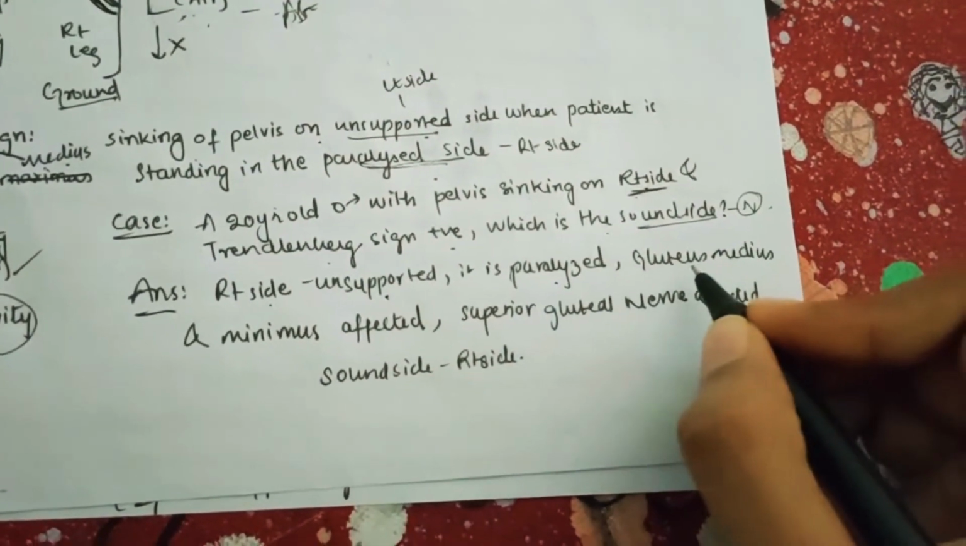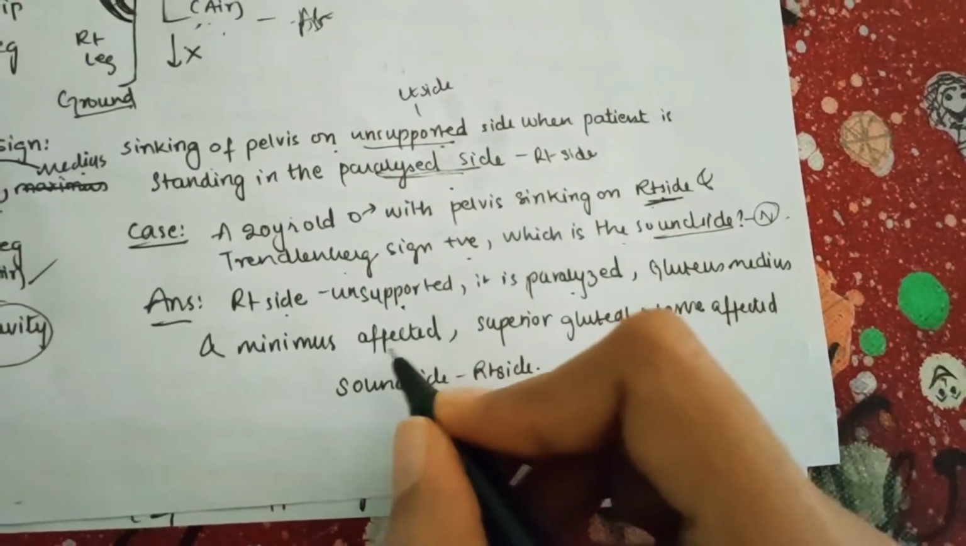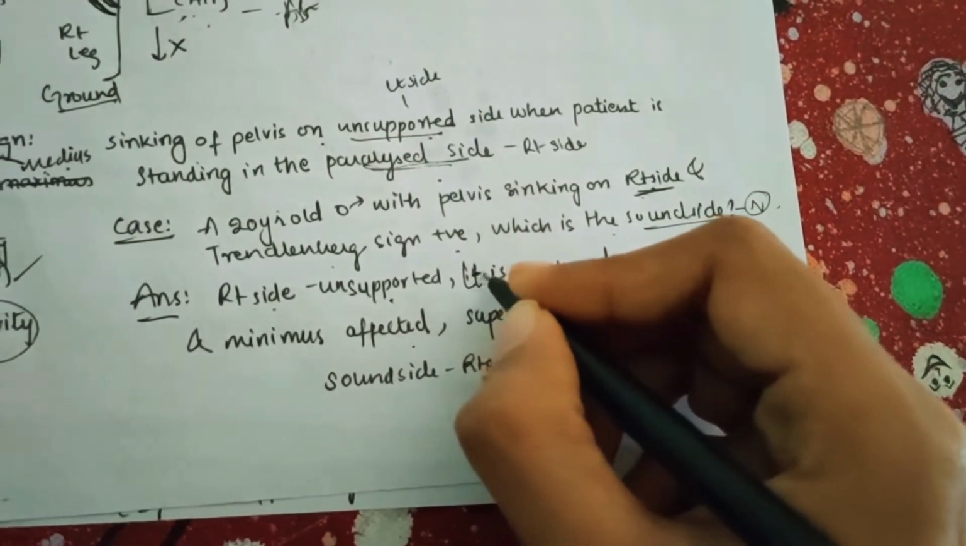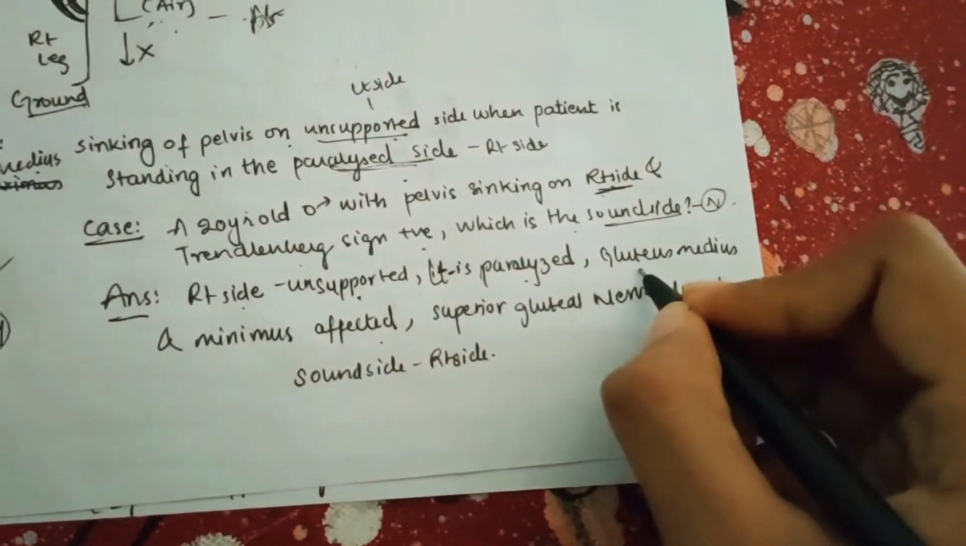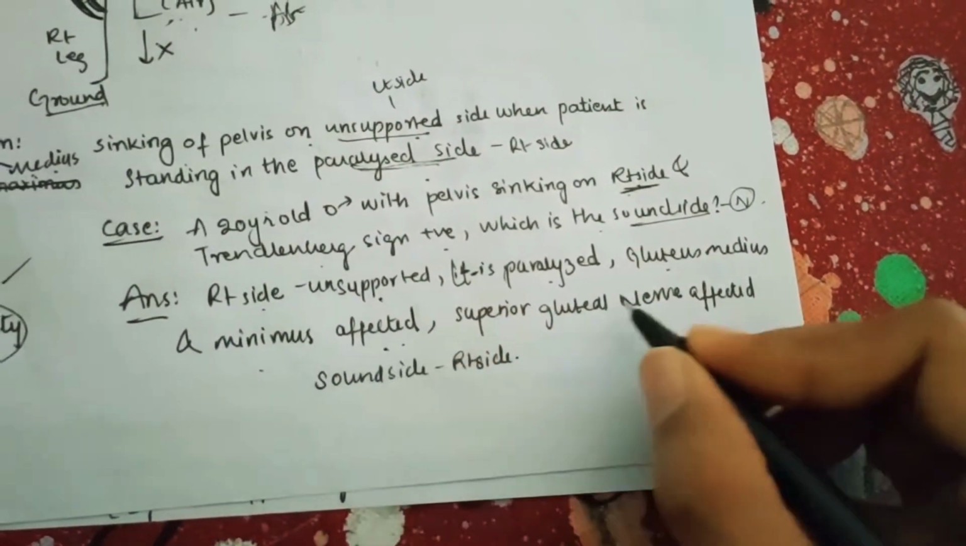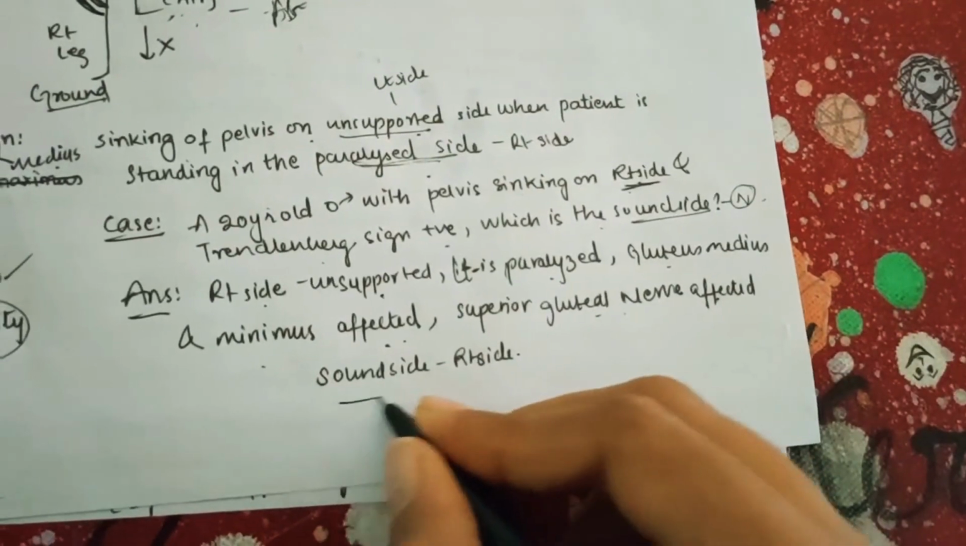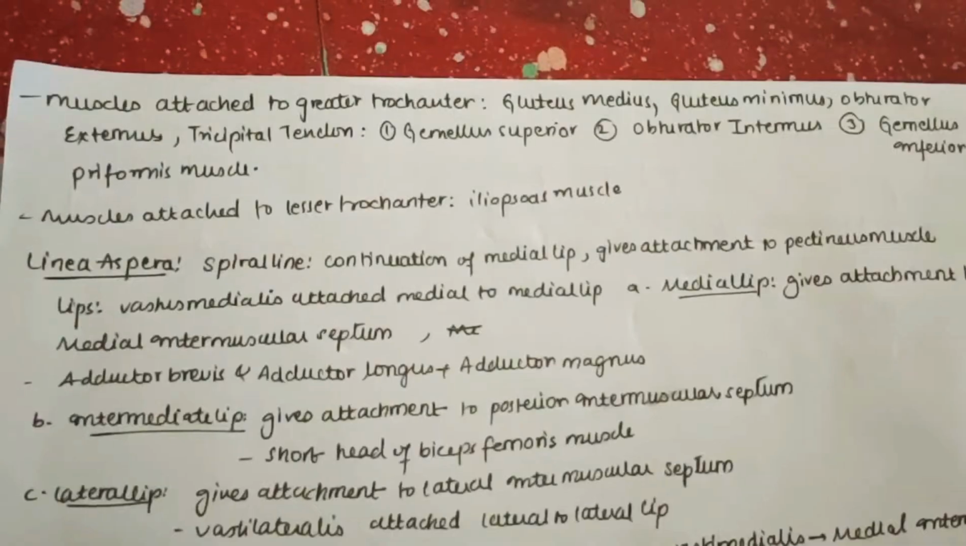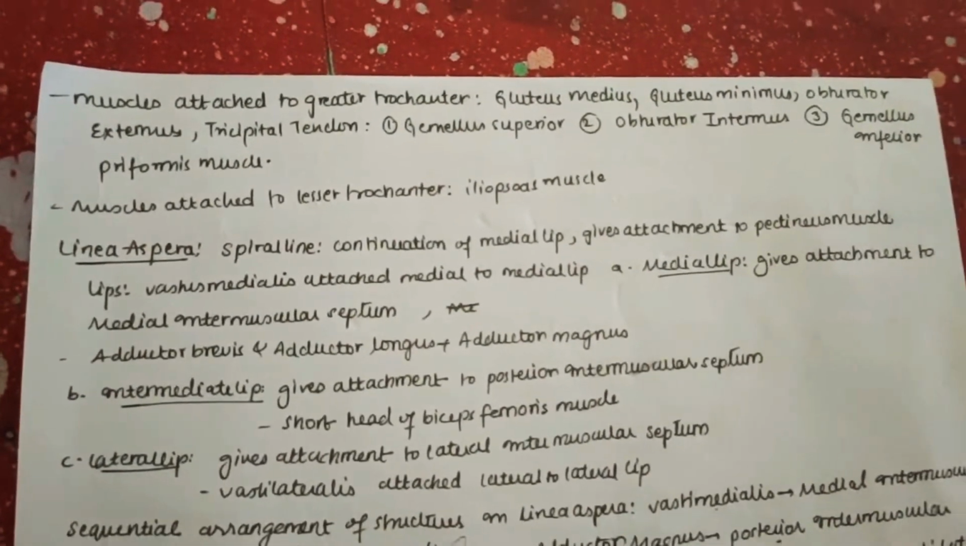So the right side is unsupported, so it is paralyzed. The gluteus medius and minimus are affected. So what is paralyzed? Left side is paralyzed, right? So gluteus medius and minimus are affected, and the superior gluteal nerve is affected. So the sound side, that is the normal side, is our right side.